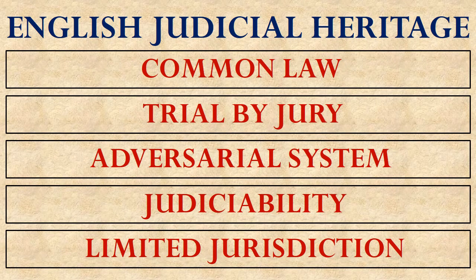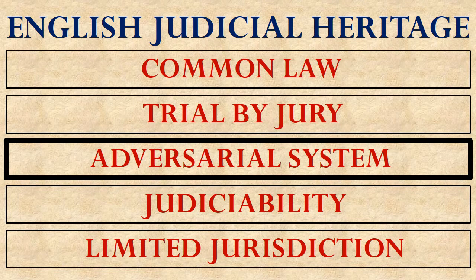In previous lessons, we've been learning about the English judicial heritage that was inherited by the United States of America, that continues to influence how the courts in the United States of America operate. In the previous couple lessons, we learned about the common law and about trial by jury. In this lesson, you'll learn about the adversarial system.